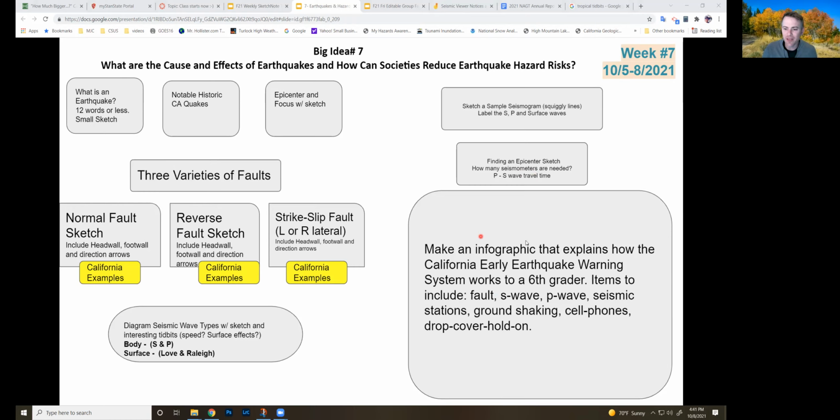And then the last bit here is you're going to make a quick little infographic that explains how the California earthquake early warning system works. So if you had to tell it to a 6th grader, how does this system work? Here's how you would do it. You should include things like a fault, an S wave, a P wave, seismic stations, ground shaking, cell phones, drop, cover, hold on. These things should be included in there, and it'll make total sense. It's pretty easy to see what happens after you see the little video clip. And it'll be nice because this will likely save some lives someday, and maybe it could be yours, which is kind of cool to think about.